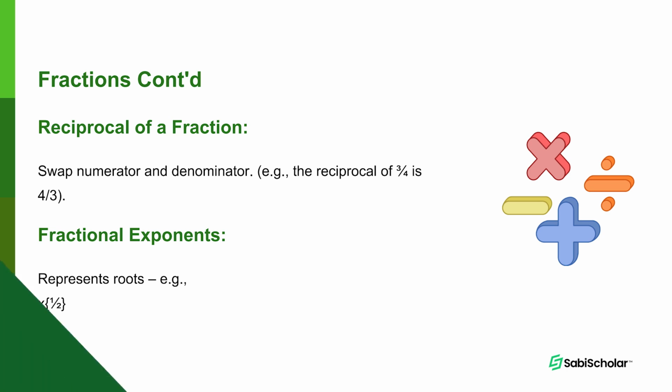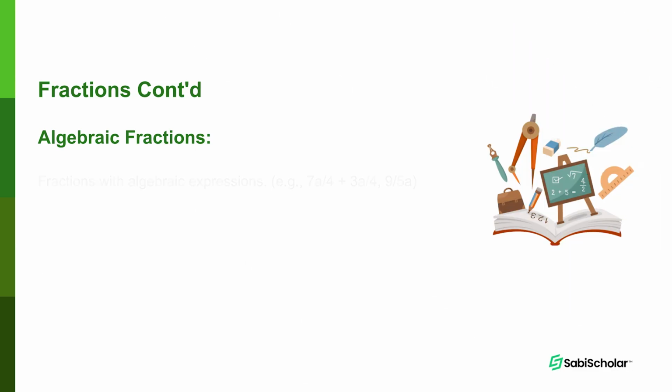We can also have algebraic fractions, which are fractions with algebraic expressions. That is a fraction that has a variable in it. Maybe 7a divided by 4 plus 3a divided by 4. There's a variable a in it, so it's an algebraic fraction. Or you can have 9 divided by 5a. There's still a variable a there, so it is an algebraic fraction.